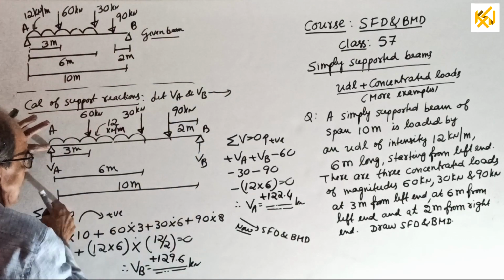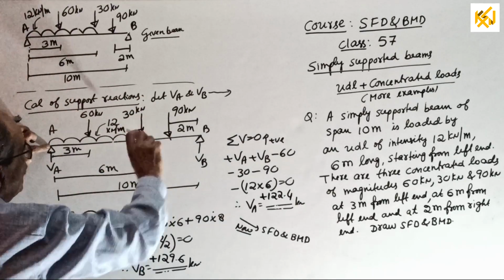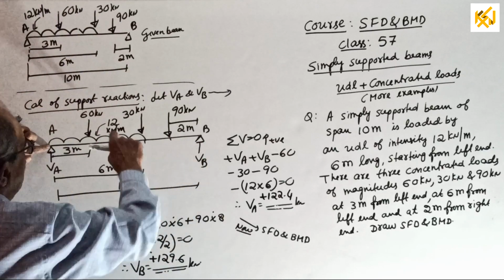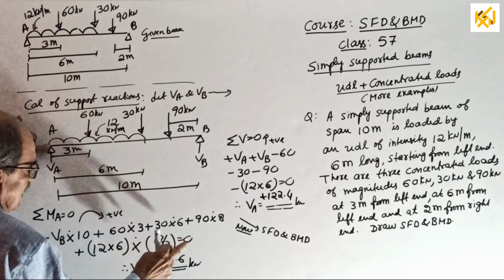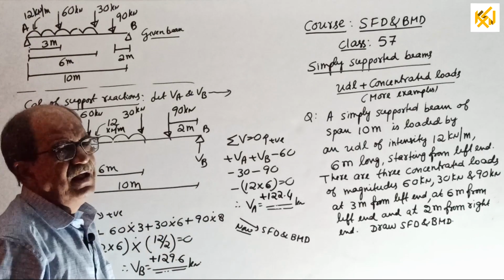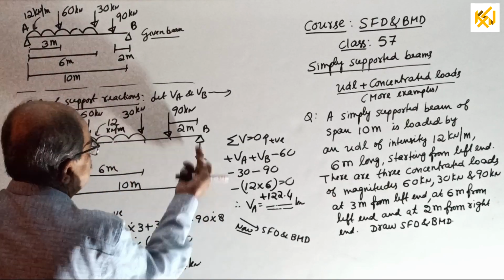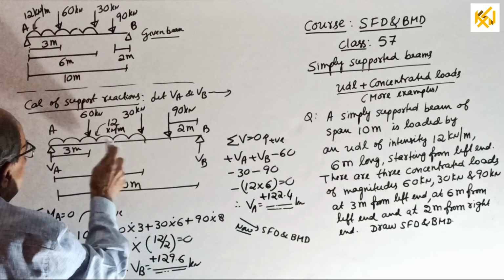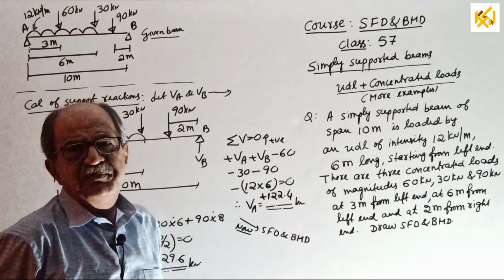Minus VB into 10 plus 60 into 3 plus 30 into 6 plus 90 into, this is 10, this is 2, therefore 8, plus 12 into 6, the total UDL, into half of 6, equal to 0. You get VB. Sigma V equal to 0, I think I need not explain. By this time, you know how to get it. Plus VA plus VB minus 60 minus 30 minus 90 minus 12 into 6 equal to 0. You get the value of VA. Now we are ready for SFD and BMD.